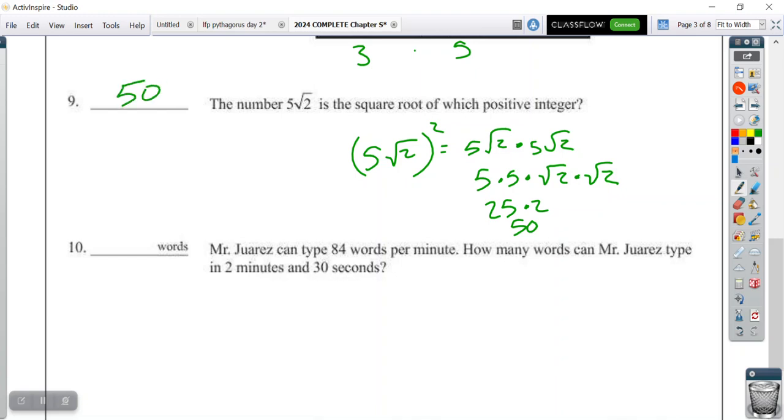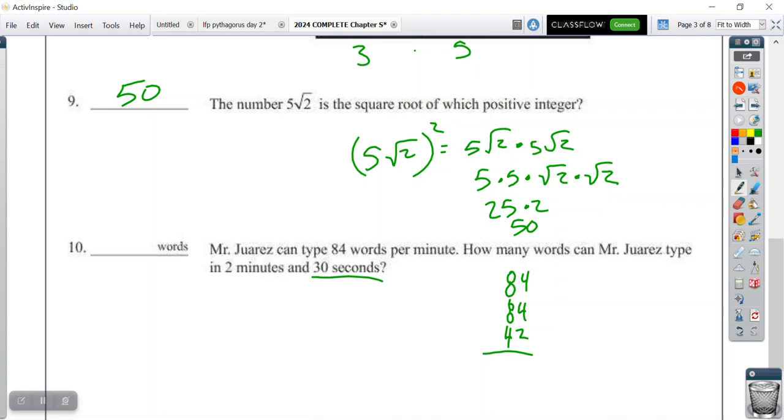All right, last problem for the video, number 10. All right, so Mr. Juarez can type at 84 words per minute. How many can he type in 2 minutes and 30 seconds? So 2 minutes times 84 is going to be, well, I'm just going to write 84 and 84, right? Let's keep it simple. Half of 84, because 30 seconds is half a minute, is, oh my goodness, is 42.